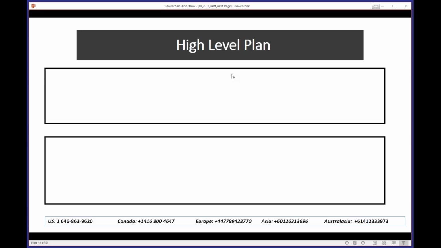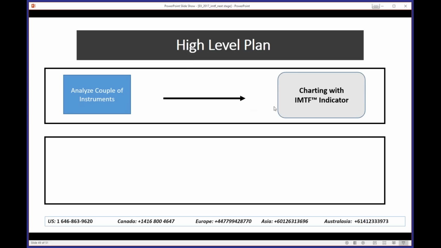Okay, so now let's start wrapping up and putting everything together. Here's a high-level trading plan, on when to use what tools that we have. If you're looking to analyze a couple of instruments here and there, then you could look at those particular instruments with the IMTF indicator on charting. You're not looking to scan a whole list of instruments at all. You're looking at a couple of things, and that's where the IMTF indicator for the charting comes into play.